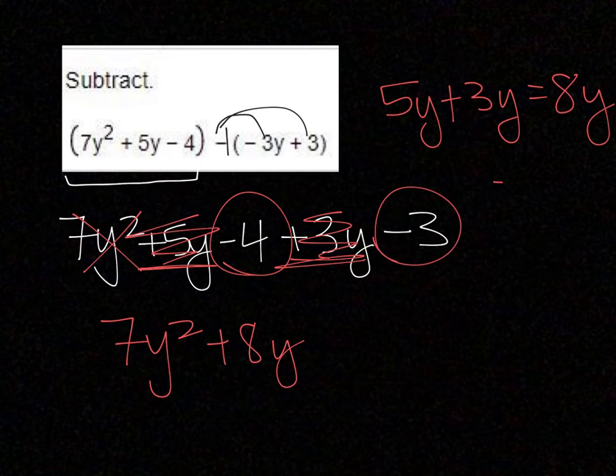-4 minus 3. You can go do if that helps. So that would give me a -7.